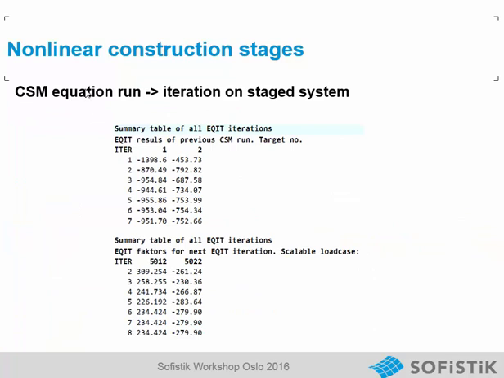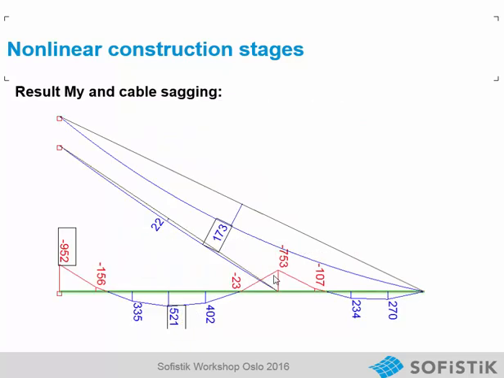Now we must make an iteration, because it is a nonlinear system. The program makes 7 iterations, and after 7 iterations we really reach our targets, 950 and 750, as a bending moment in our beam element, and we get these pre-stress factors that are necessary. This is now the result after the optimization.